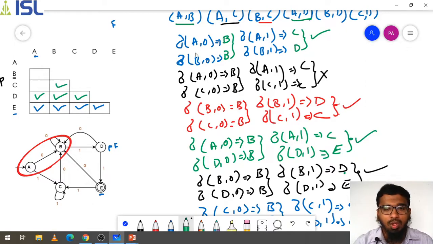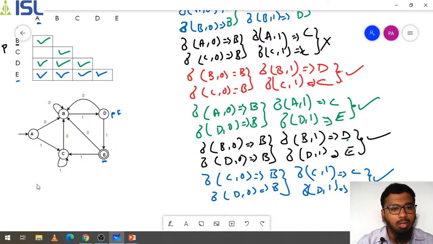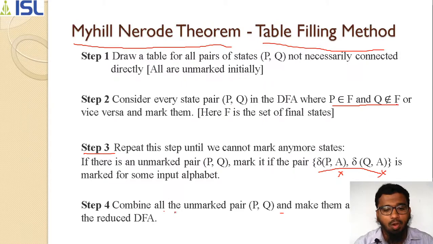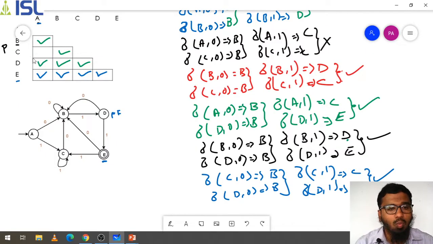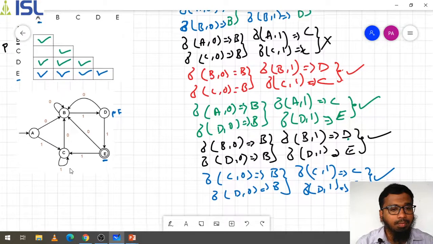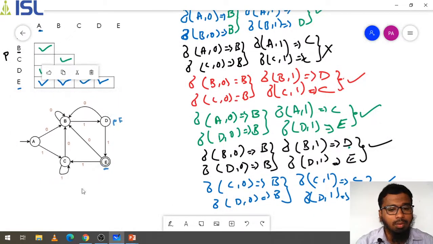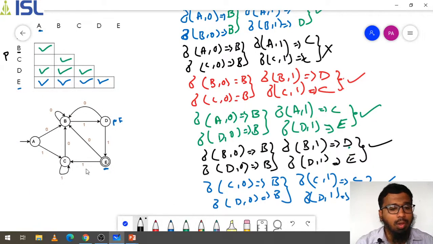So A comma B is accepting. Okay, A comma B is accepting. So here we got the table: A, B, C, D. Only one is an unmarked pair. As per this, combine all unmarked pairs; only one is an unmarked pair. Which one? A comma C.